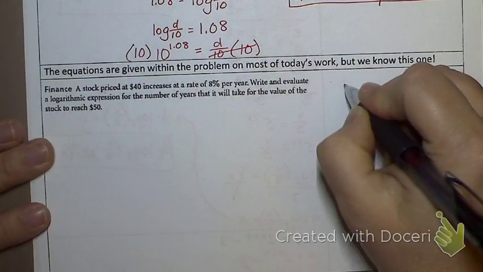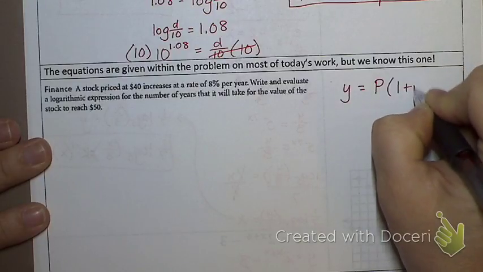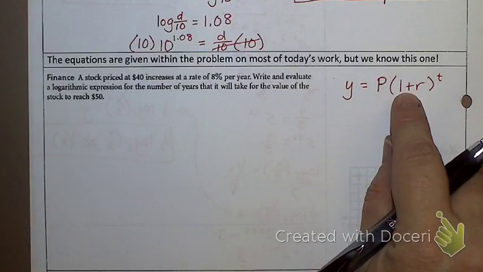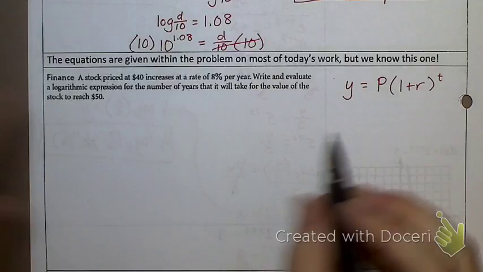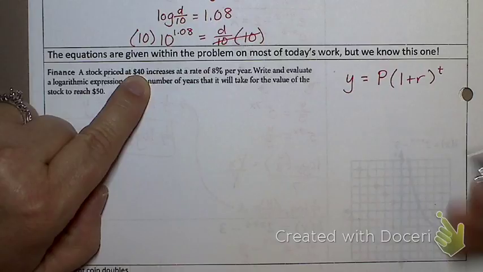But we did know one other equation. And it looked like that if we were increasing. If we were decreasing, that was a minus, right? And that's the equation we're looking for here. So, let's start with the things we know. $40. What letter does that plug in for? P.